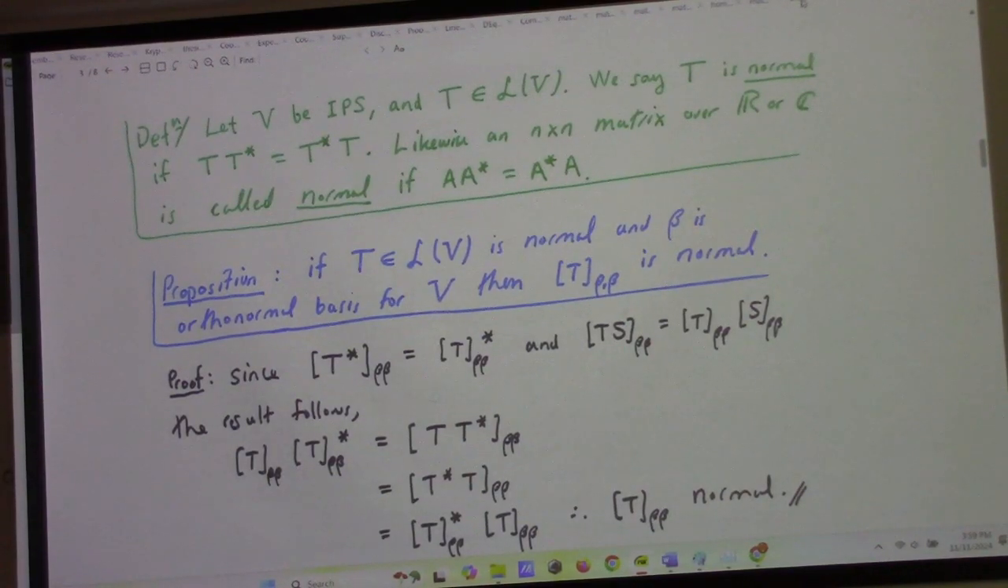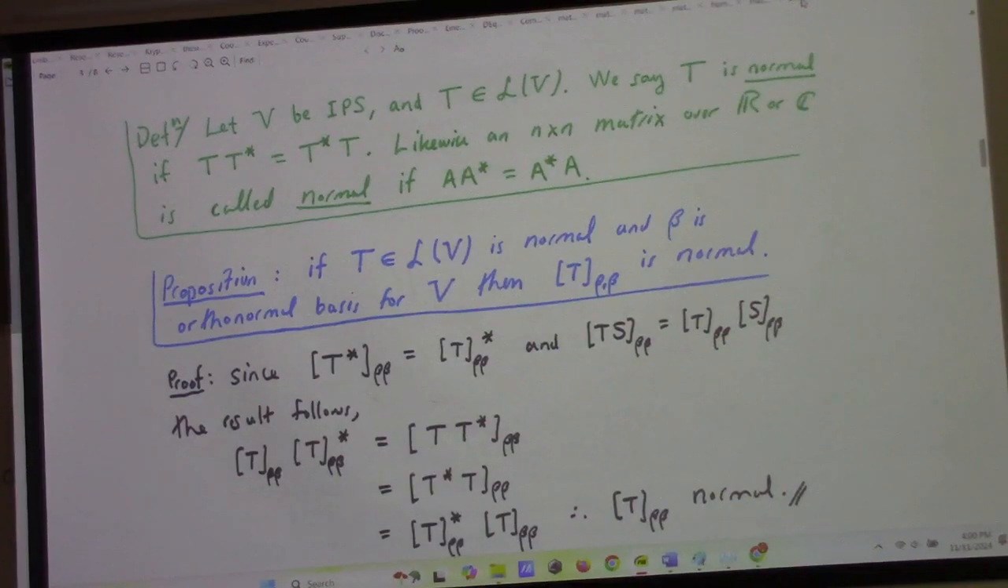Definition. We defined this in the previous class as well. We say a mapping is normal if T T star is equal to T star T, and likewise a matrix is normal if A A star is equal to A star A. Proposition: if a transformation is normal, then its matrix is also normal. Here's the proof. It basically rests on two identities: the matrix of the adjoint is the adjoint of the matrix, and the matrix of a product is the product of the matrices.